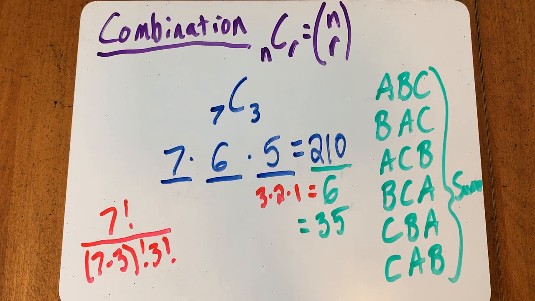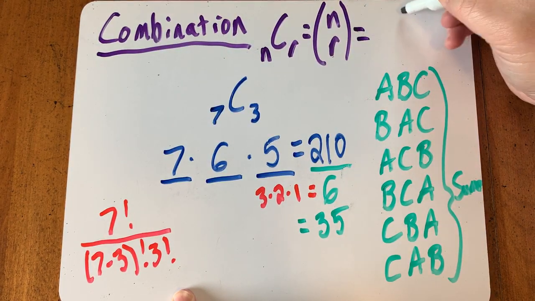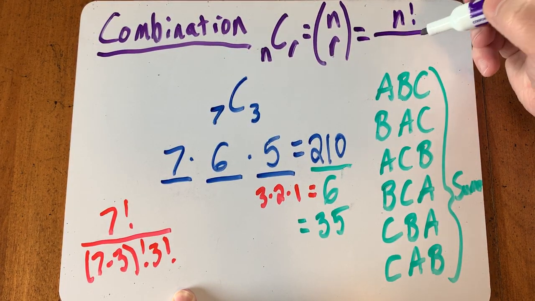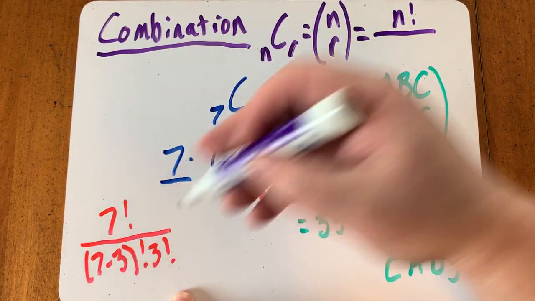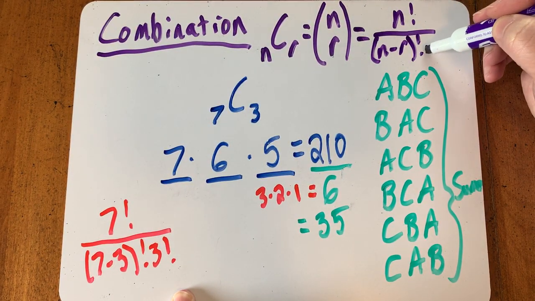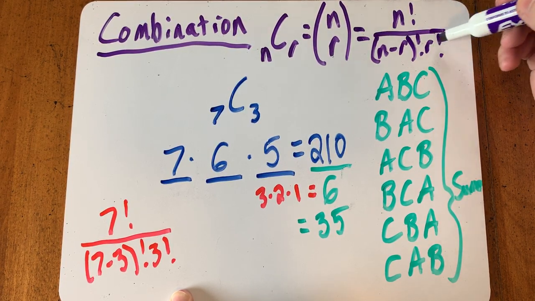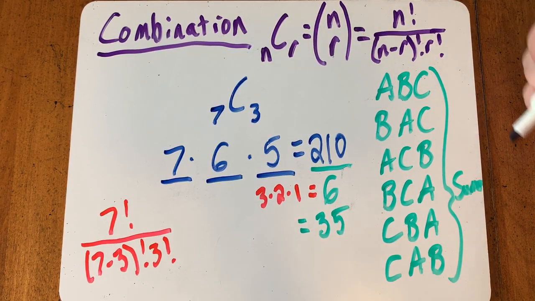So this was n factorial over (n minus r) factorial times r factorial. And you may see this written as r factorial times (n minus r) factorial. Doesn't matter, it's multiplication, so the order's not important.